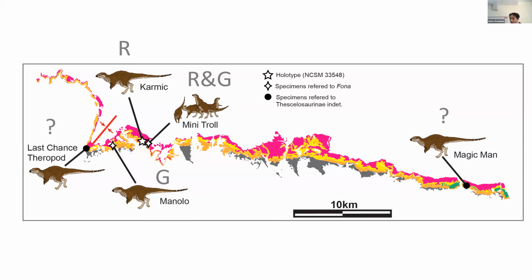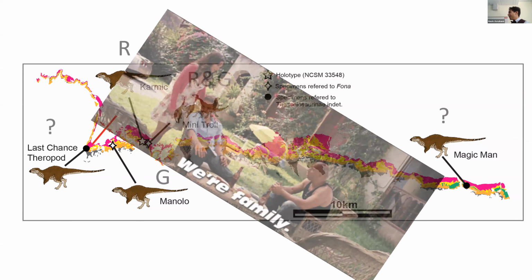If we go back to our locality map, this is where things get really cool. We can see that the holotype Karmic seems to represent the robust morphotype with shorter, stouter limbs and increased rugosity across many of the cranial elements. In contrast, the individual from the Manolo locality seems to preserve the gracile morphotype, with some limb elements, like we showed earlier, that are proportionally 20% longer than those from Karmic. And most interestingly is that the mini-troll locality seems to preserve both morphotypes, the gracile and the robust, alongside that juvenile under a year old. So maybe we got a family.